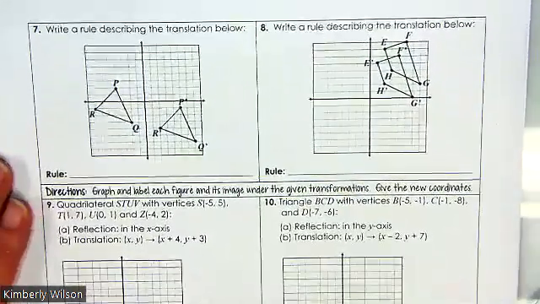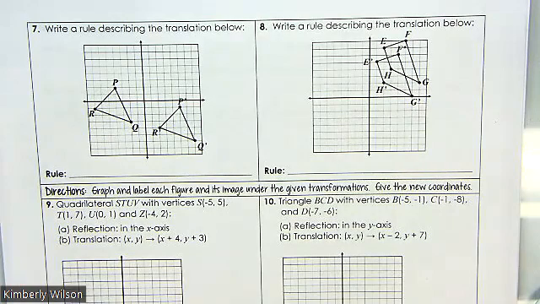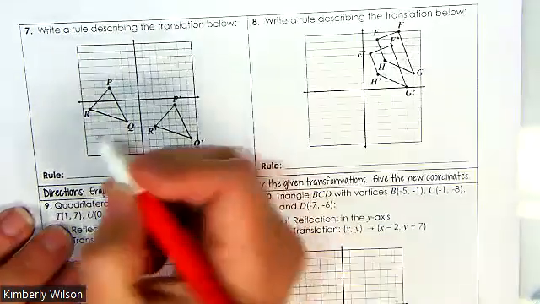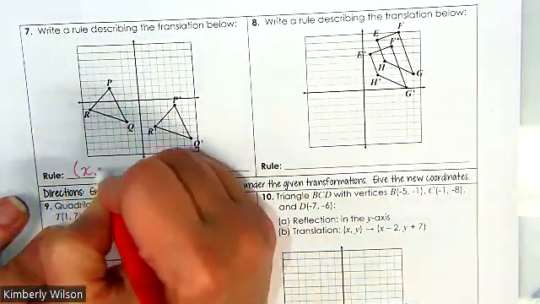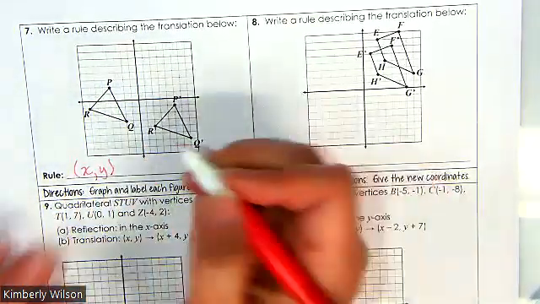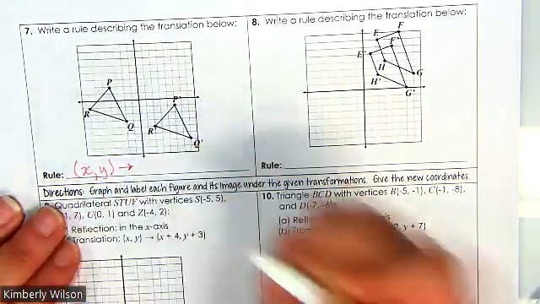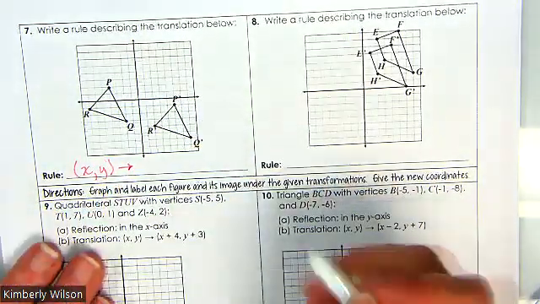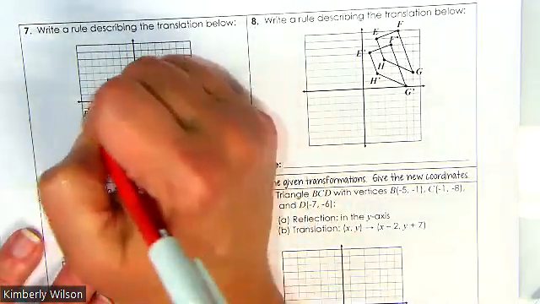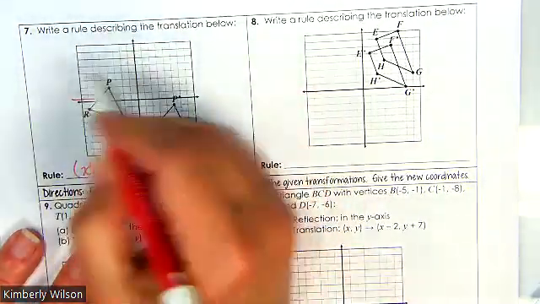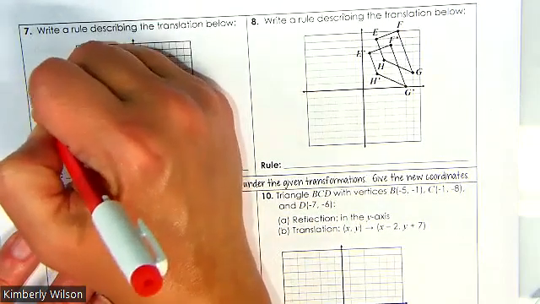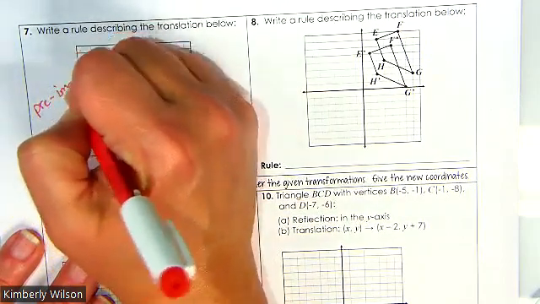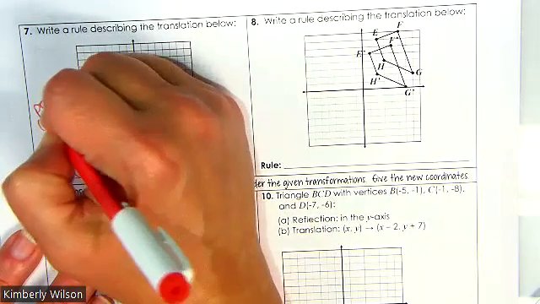Next example. Looking at number 7. This is where we're given the picture and we have to figure out what's the rule. Your rule is always going to start with x comma y, which is your pre-image. Now we're figuring out what am I doing to go from the pre-image, which this is the pre-image because there's no apostrophes. So this is the pre-image, which is the original.